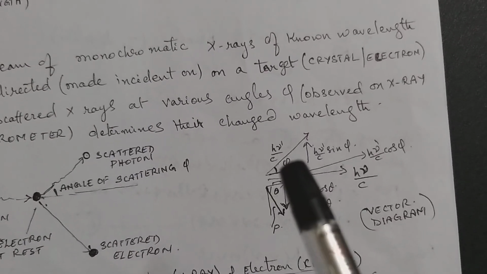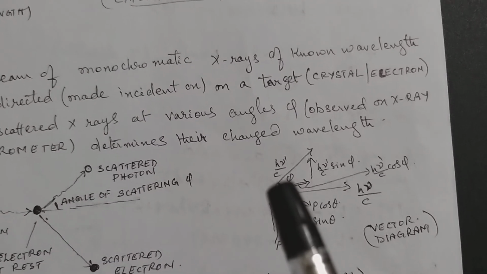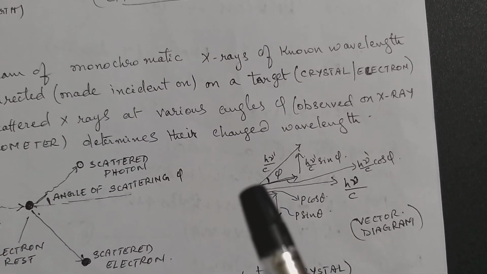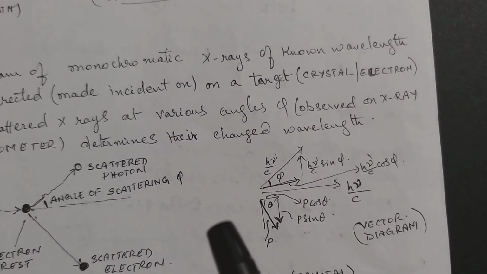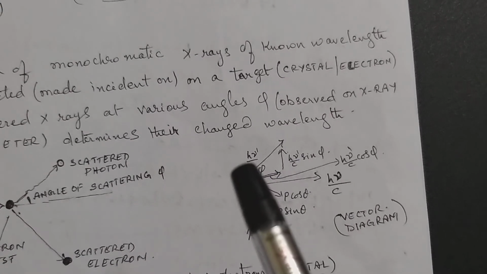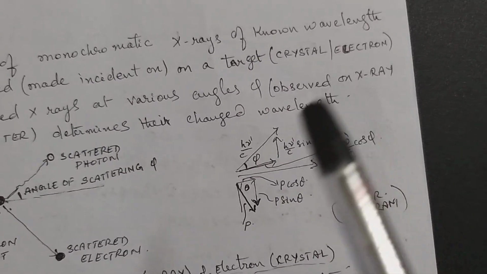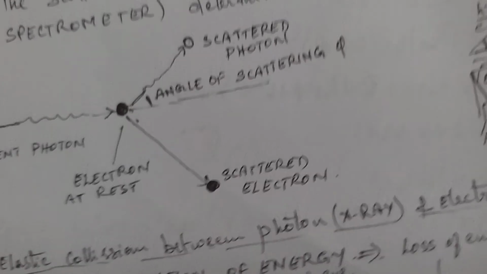So mc square is equal to pc. P is the momentum of the photon and c is the velocity of light. So that is the energy part. Mc square is pc. So h nu dashed by c is the momentum here. We'll see later on in the calculations how it is equal to that quantity.